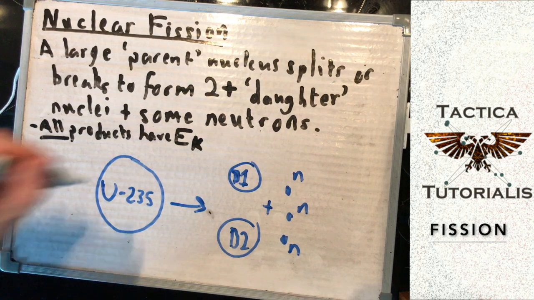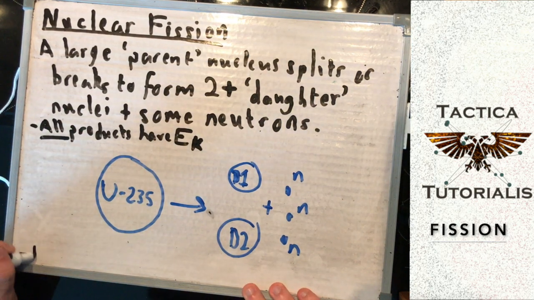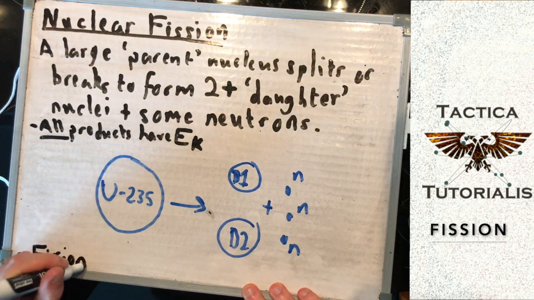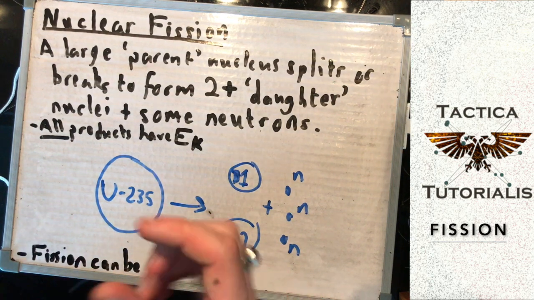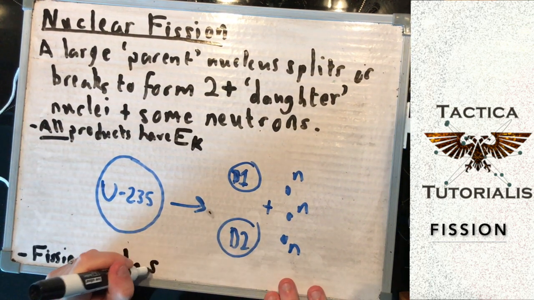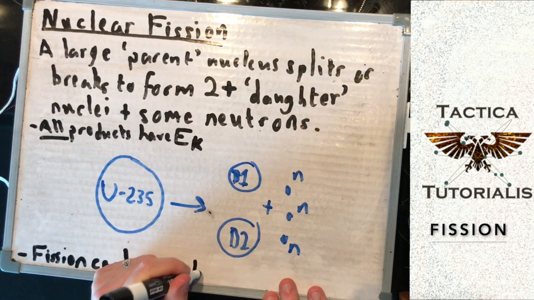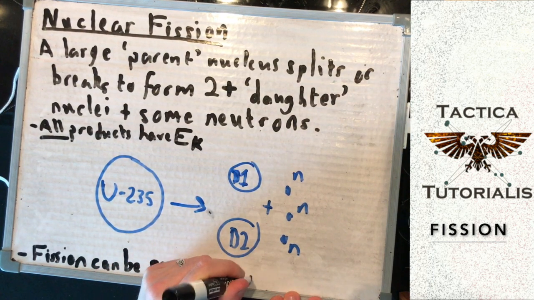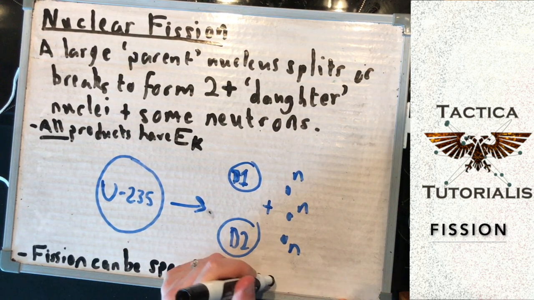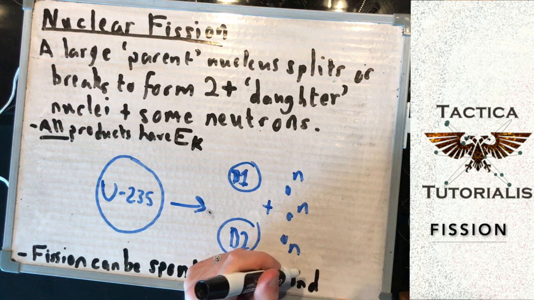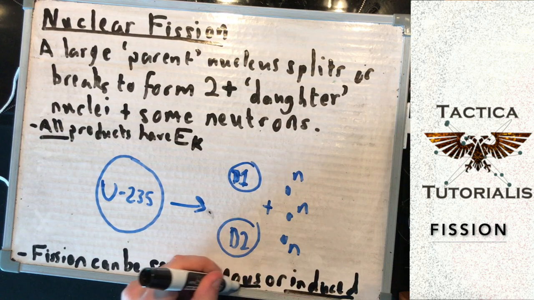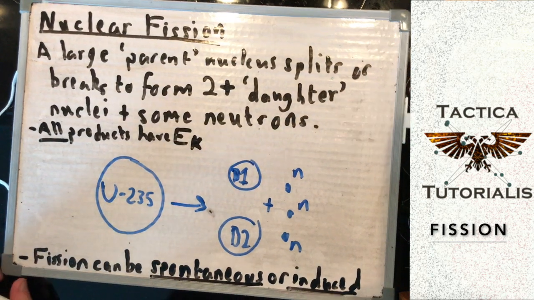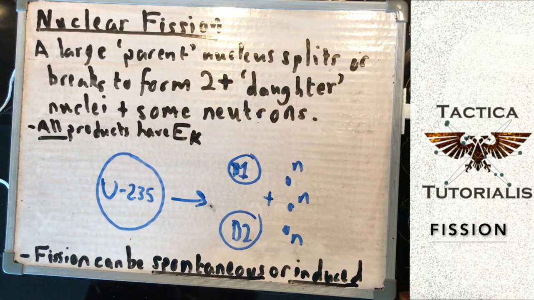And the second point is how this happens. Fission can be one of 2 things. And these are 2 very important terms and 2 very important distinctions. Sometimes we have what we call spontaneous fission, or we can have what we call induced fission. So I'm just going to sneakily underline those. Spontaneous or induced. And if you know your English quite well, you might be able to interpret what that means.